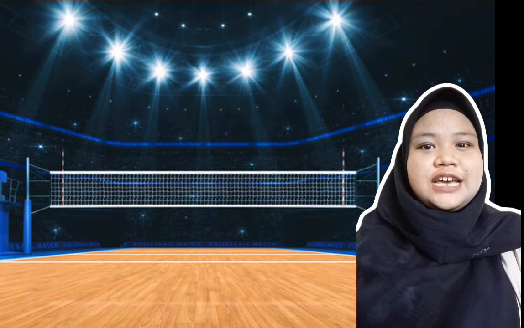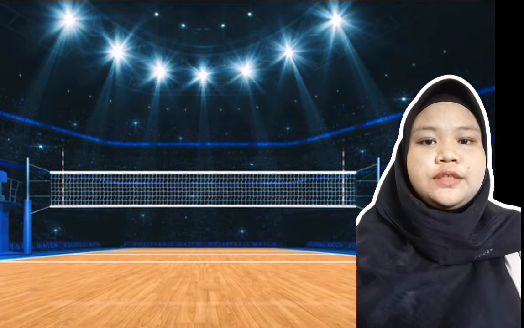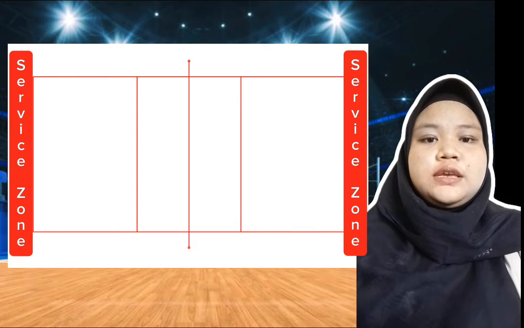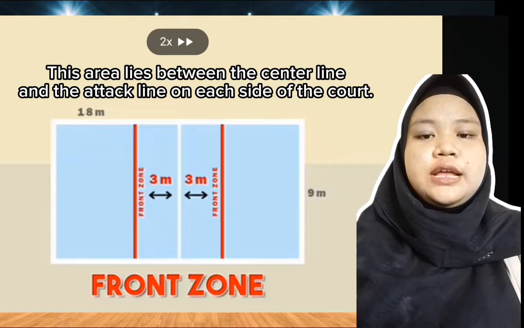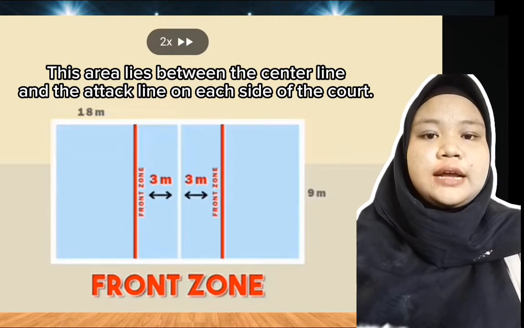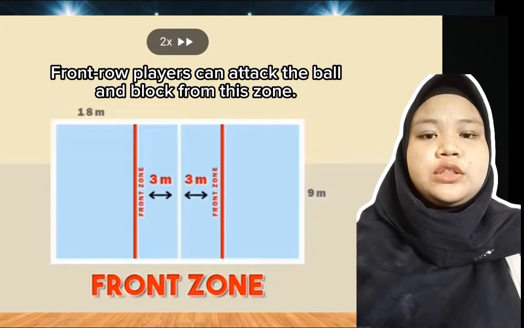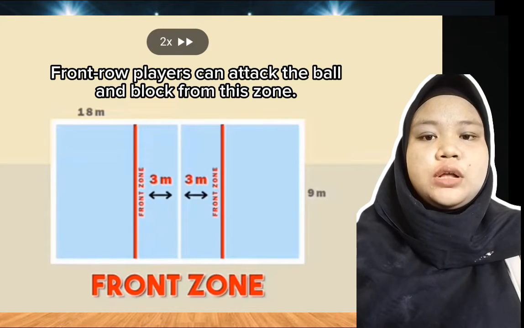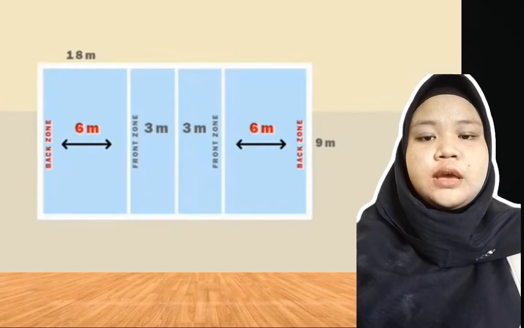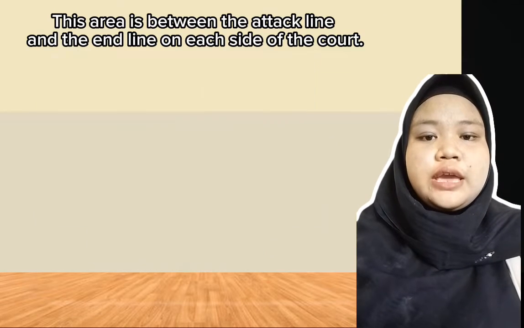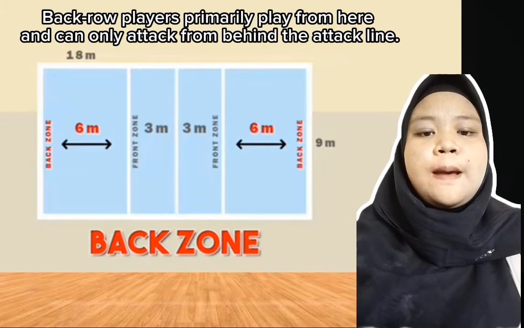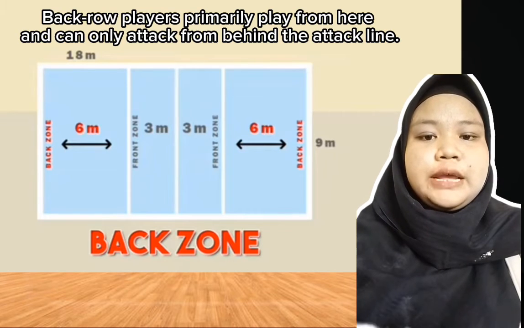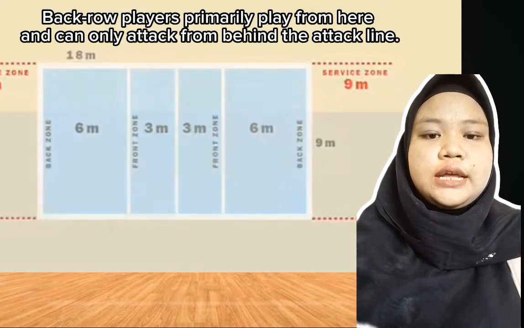And now let's dive into the zones of the court. The volleyball court is divided into several zones: the front zone, back zone, and the service zone. The front zone is the area that lies between the center line and the attack line on each side of the court. Front row players can attack the ball and block from this zone. The back zone is the area between the attack line and the end line on each side of the court. Back row players primarily play from here and can only attack from behind the attack line.